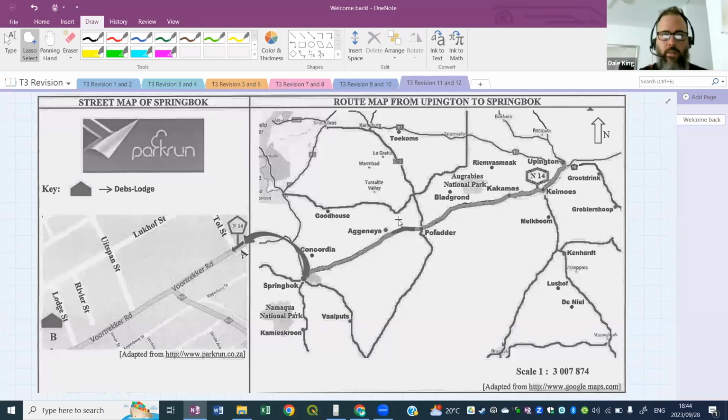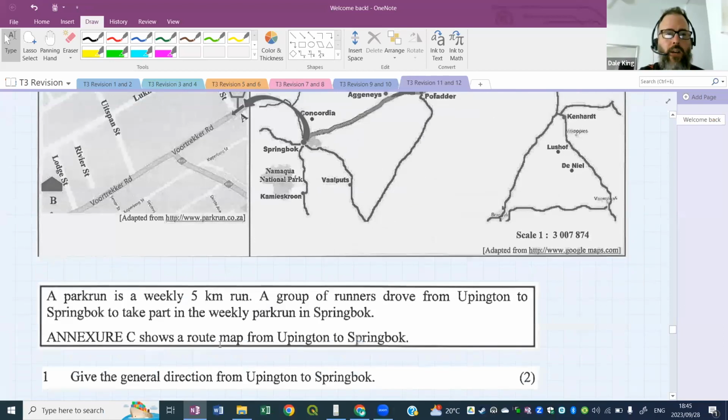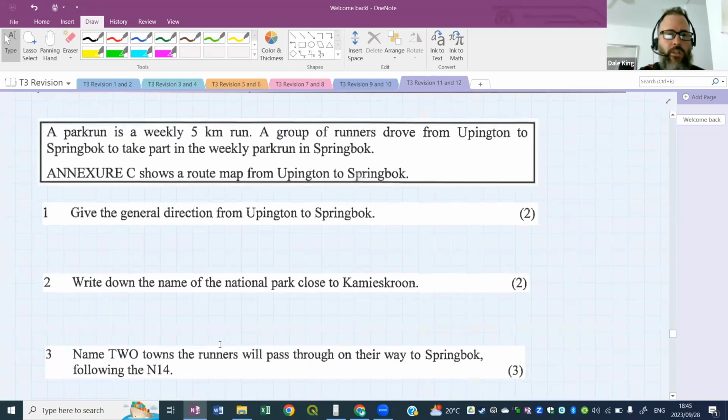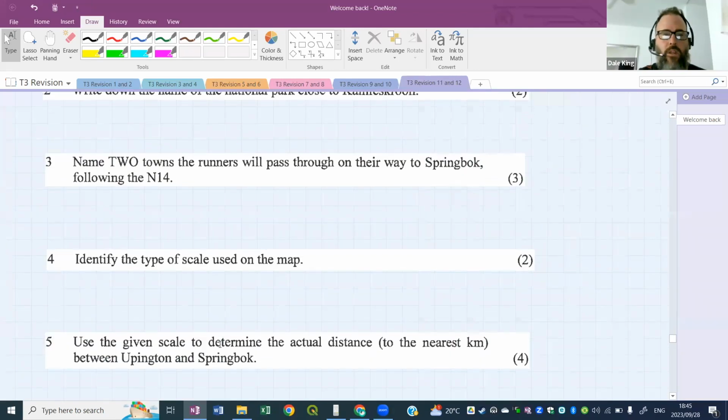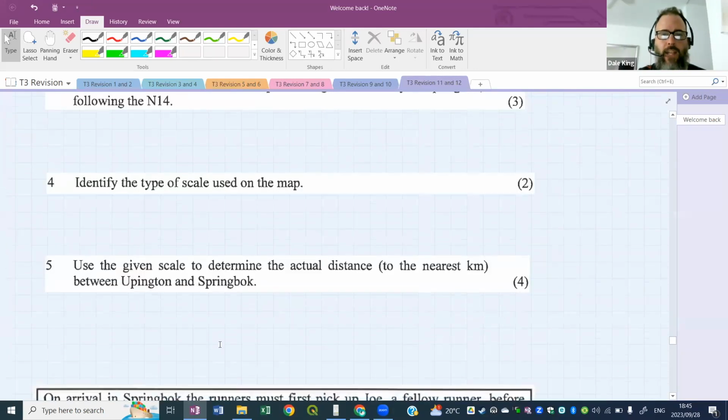Direction, north, south, east, and west. They ask for explaining directions, take a left, turn right, go past this. They ask that question as well. All right. See, they give the general direction, write down the name of the park close, name 2 towns, identify the type of scale used, use a given scale to determine the actual distance.